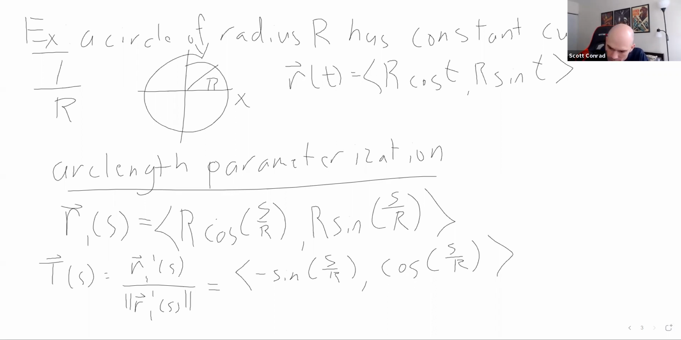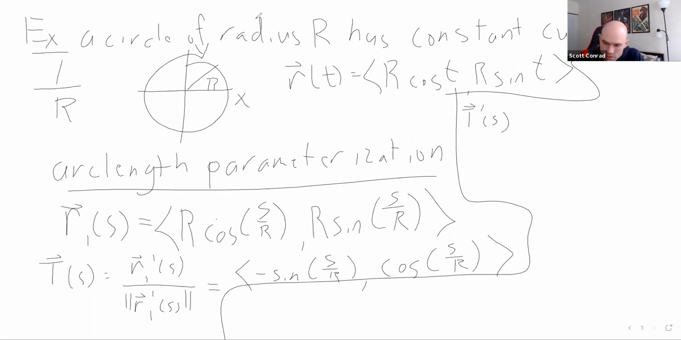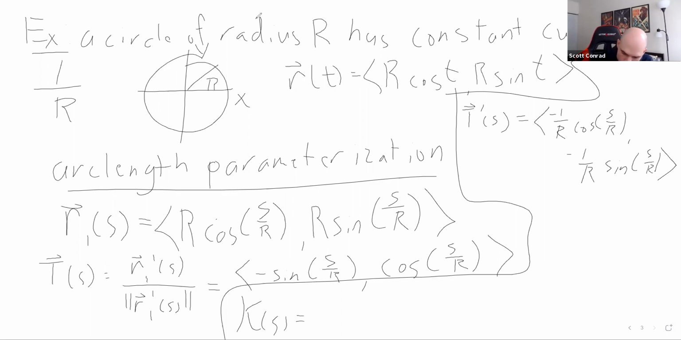Then we take the derivative of that. So T prime, or dT/dS, if you like. So we're going to get negative 1 over R cos S over R, and then negative 1 over R sine S over R. And so then the curvature is just the magnitude of that dT/dS.